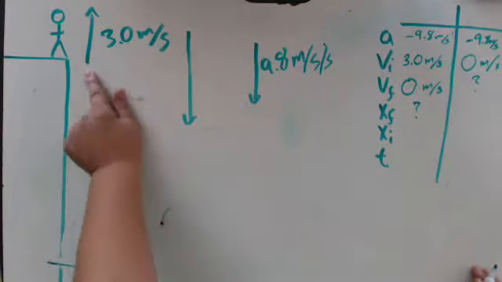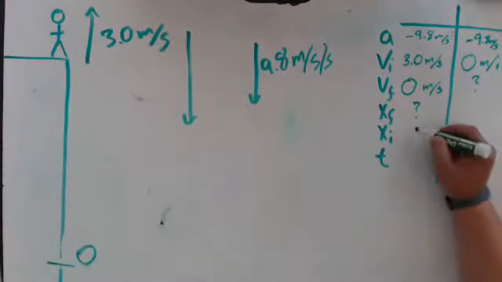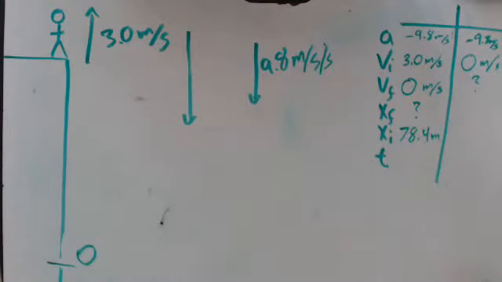And up here is going to be the height of the building, and that was 78.4. I don't know, well, I do know its final position to be 0. I don't know what its initial position is, and I certainly don't know any times. So I've got a lot of question marks floating around.